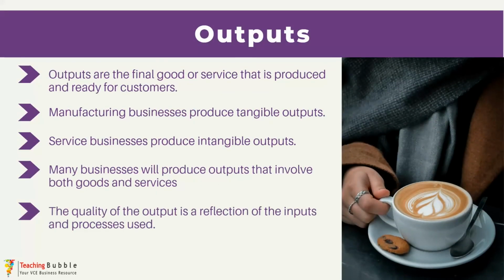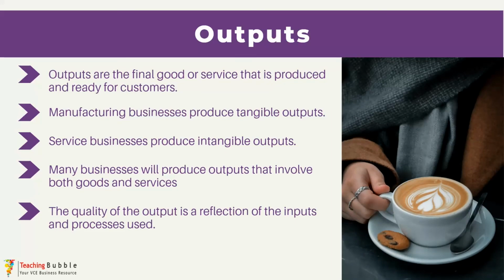And the final element of our operation system are the outputs, and they are the final good or services that are produced and ready to be sold to customers. So, manufacturing businesses produce tangible outputs, which means that they can be touched or handled, like a piece of clothing or a pair of shoes, while a service business produces intangible outputs, meaning they can't be touched or handled. For example, could be taking a flight overseas. And what you'll find is that most businesses will actually produce both goods and services. Now, the quality of the output will depend on the quality of the inputs that are used, as well as the quality of the processes that are used to transform those inputs into the final output.